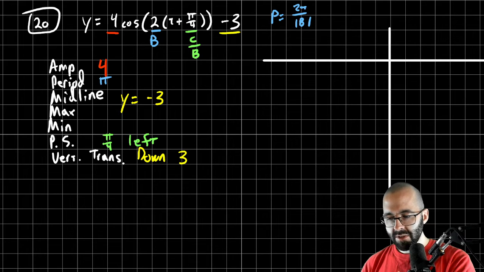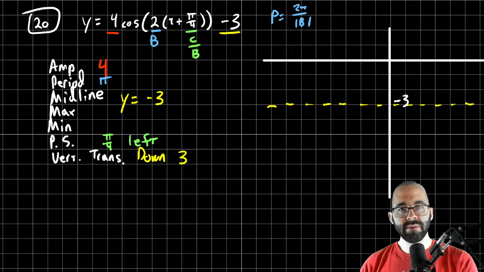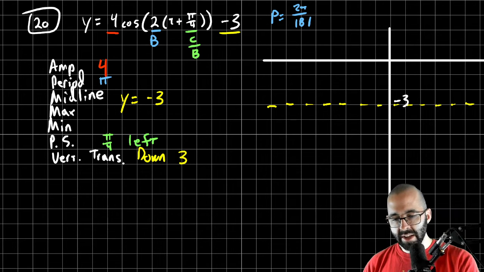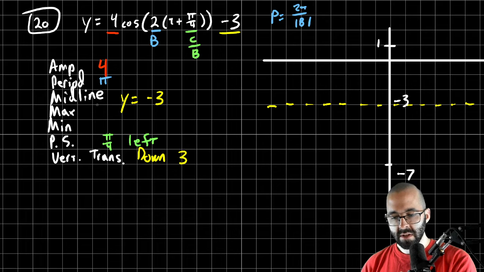So the midline's at -3. Right, this is at -3. That means we're counting by ones. And then the amplitude is 4. So we're eventually going to go up to +1 and down to -7. That's the minimum and maximum values: 1 and -7.